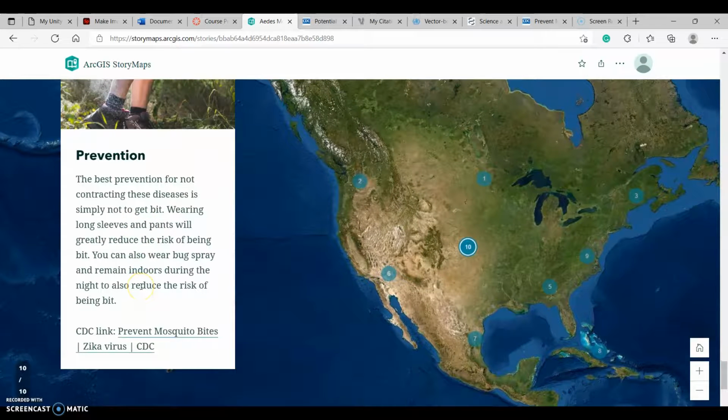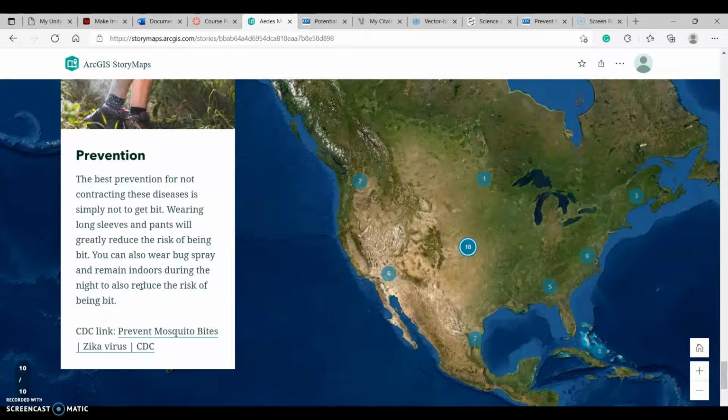Prevention. The best prevention for not contracting these diseases is simply not to get bit. Easier said than done, but it's not impossible. Wearing long sleeves and pants will greatly reduce the risk of being bit. You can buy specific equipment for this kind of thing. It's almost like a screen that you wear as pants, or a shirt, or a hat. Although these are great, they are generally more expensive than just wearing long sleeve clothing.